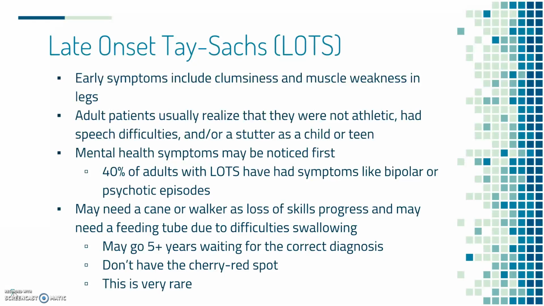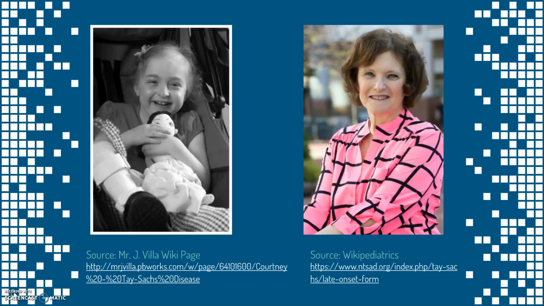There's also late onset Tay-Sachs, or LOTS. This is usually found in teenagers but can also be found in adults. And the first symptoms include clumsiness and weakness in legs. The adult patients usually realize that as children they were not athletic, had speech difficulties, or a stutter. Many say that they have symptoms like bipolar or psychotic episodes. They may need a cane or walker or a feeding tube due to different difficulties. They don't have a cherry red spot, and this type of Tay-Sachs is very rare. And these are just two pictures of people who have Tay-Sachs, and the right is someone who has LOTS.